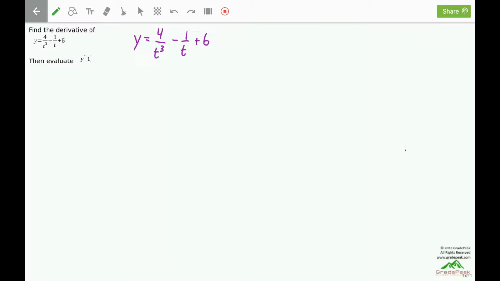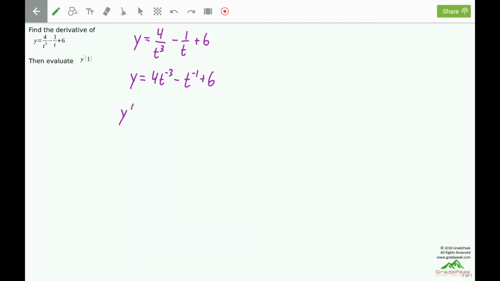The first 2 terms involve t in the denominator, and the numerator is just a constant, so we can rewrite those using a negative exponent. That first term can be rewritten as 4t to the negative 3. That next term can be negative t to the negative 1. That last term is just a constant. That will allow us to now use the power rule for the first term and the second term. The third term is just a constant with no t.